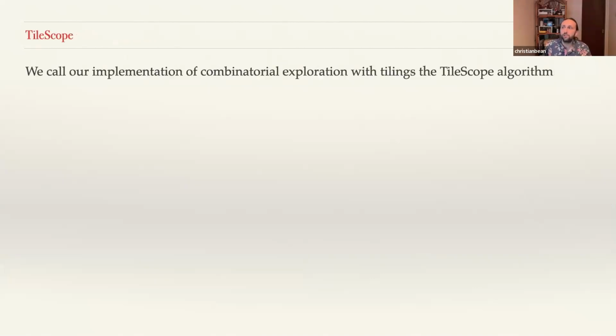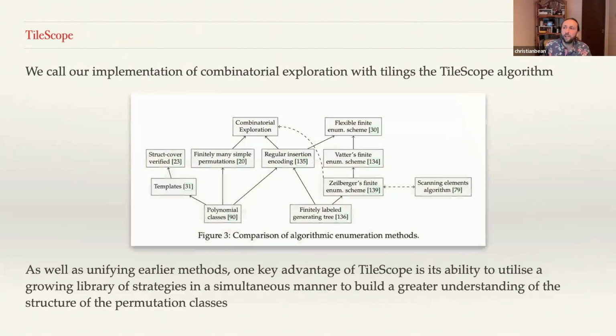So we call our implementation of combinatorial exploration with tilings the tilescope algorithm. And as well as unifying earlier methods, one key advantage of the tilescope algorithm is its ability to utilize this growing library of strategies in this simultaneous manner to help build this greater understanding of the structure of the permutation classes. So each of the two automatic methods I showed you before are fully deterministic automatic methods. So either it works or it doesn't, whereas our approach is much more exploratory. We can search with both of these ideas simultaneously at the same time.